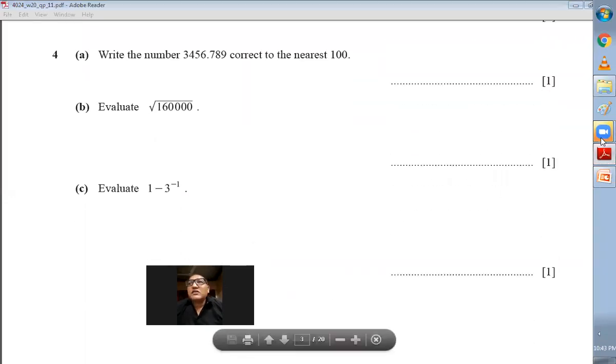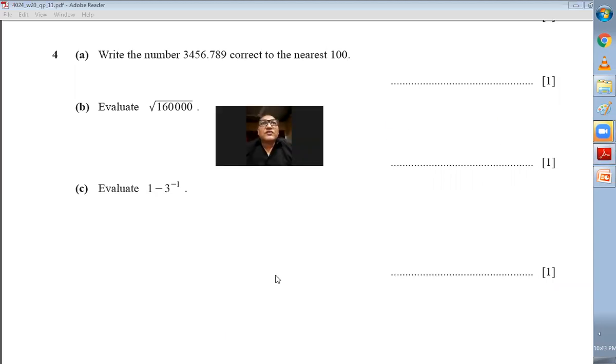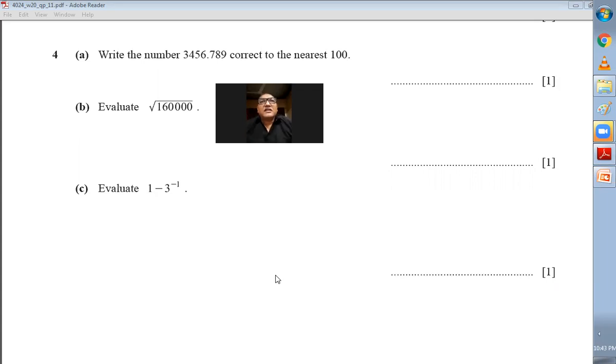That's question number 4. Okay, so question number 4, part A. The part A is write the number 3456.789 correct to the nearest 100. First of all, I need to know which number stands for 100. So this is unit, this is 10, this is 100. So this 4 is basically 100. So after that 4, on the right side, we have 5. So I will increase this 4 by one number. It will become 3500.